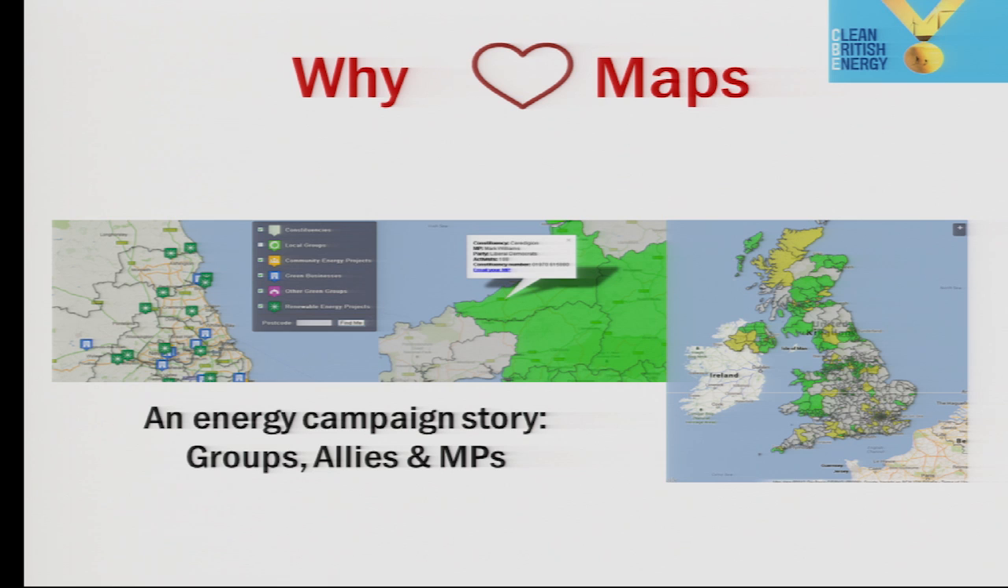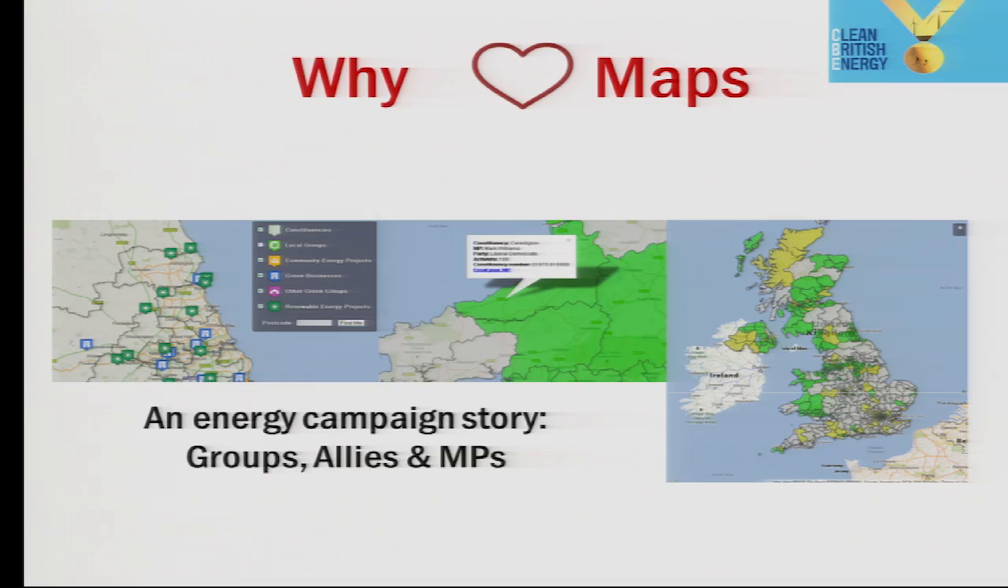I'm not technically skilled, I can't code or anything, but the tool enables someone like me to grab some data sets in particular formats. Lots of the stuff on this map is in Google Fusion tables, which are a bit like spreadsheets, and then you can quickly plug those in. You can see on the left-hand side those tick boxes for different things, like renewable energy businesses. This was for our Clean British Energy campaign.